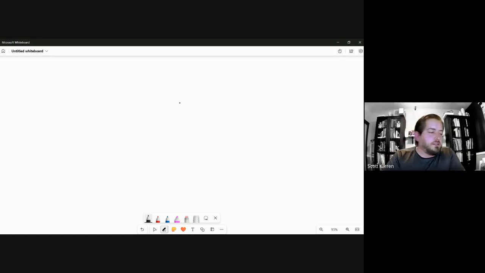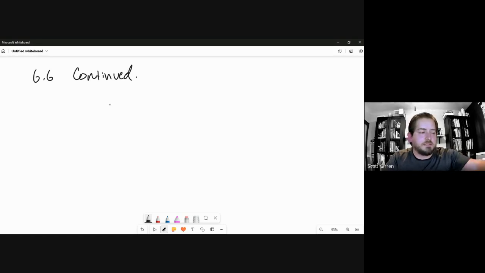So at the tail end of section 6.6, it talks about the very last thing, radical expressions with differing indices. What that means is if I have something like the square root of x to the third, and I want to multiply that by the cube root of x, how do I do that?